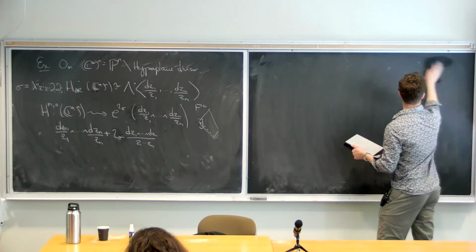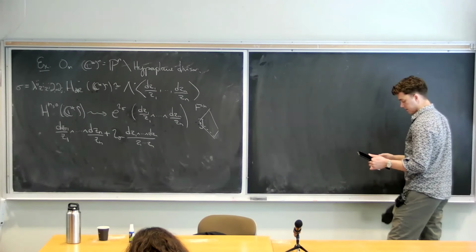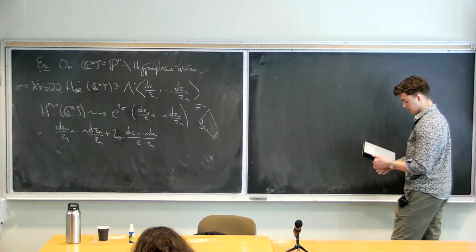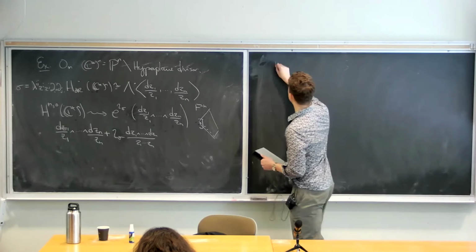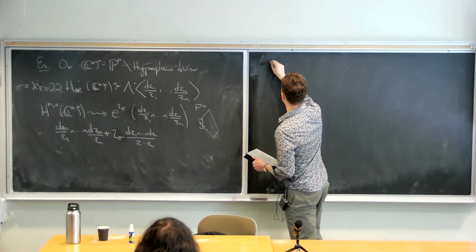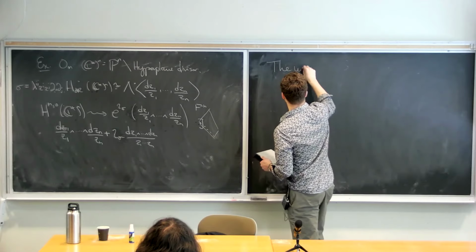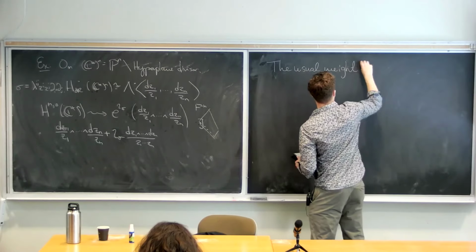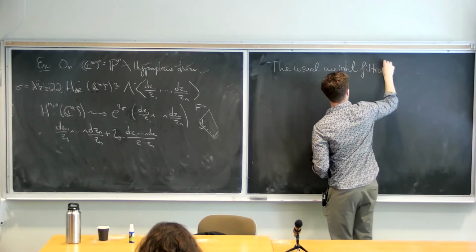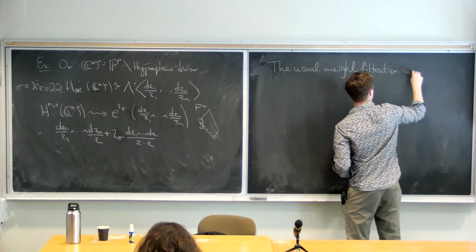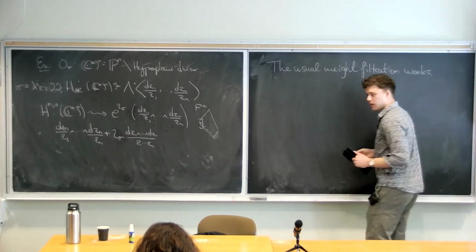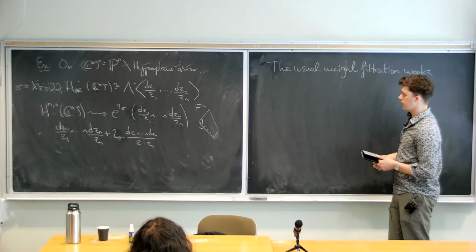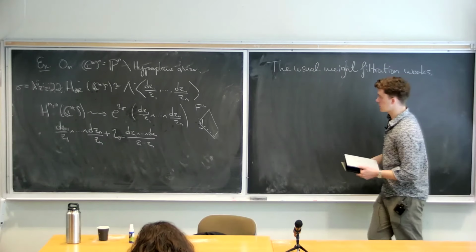Great. Let me also say there is a weight filtration. The usual weight filtration works. Let me tell you what this is. I'm just saying that you don't have to change the weight filtration to accommodate the Poisson structure at all.